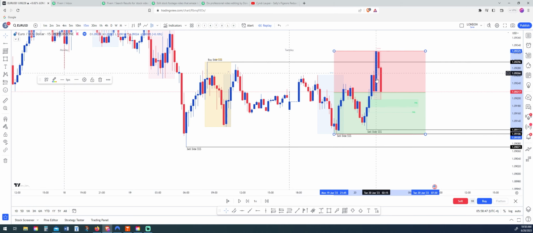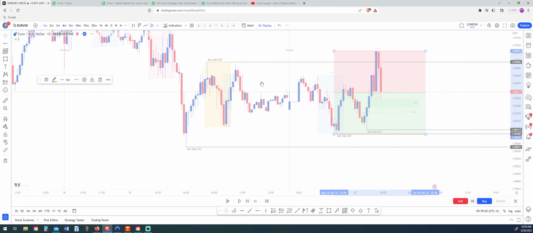So we have had a failure to displace above and we are pulling back inside the range, which means I expect a deeper pullback here. We've already pulled back into a discount area just before the Silver Bullet session opens up. Let's drop on a lower time frame and see what we've got.